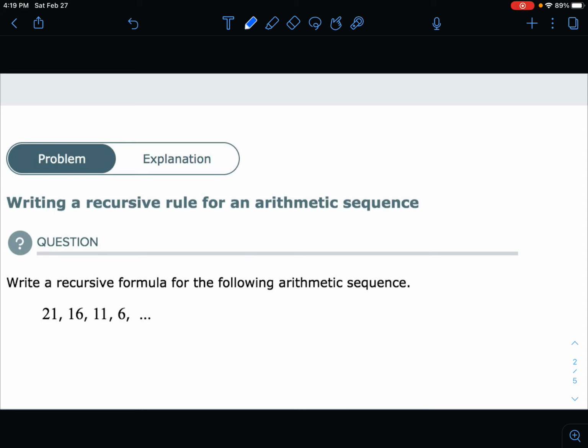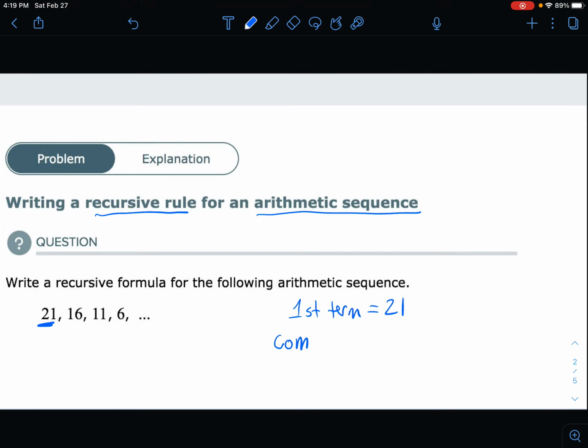The prompt is going to ask you to write a recursive rule for this arithmetic sequence. Now there's two things you're going to need to find here. You need to find the first term, which right away, it's that term right in front here. So that's term 1, so that's not too bad. And then we're also going to find what's called a common difference.